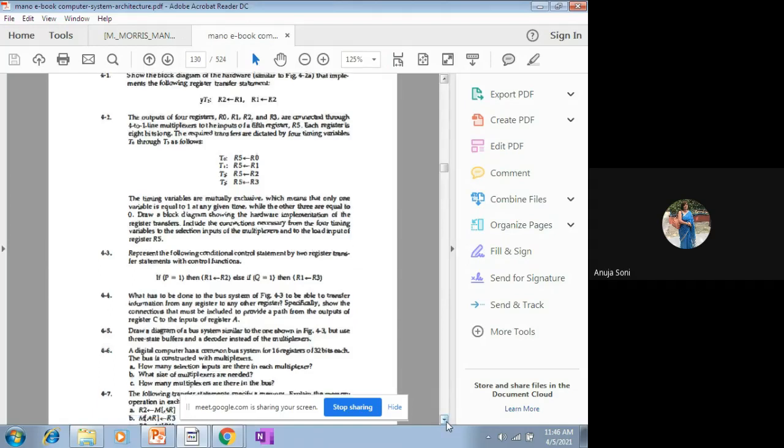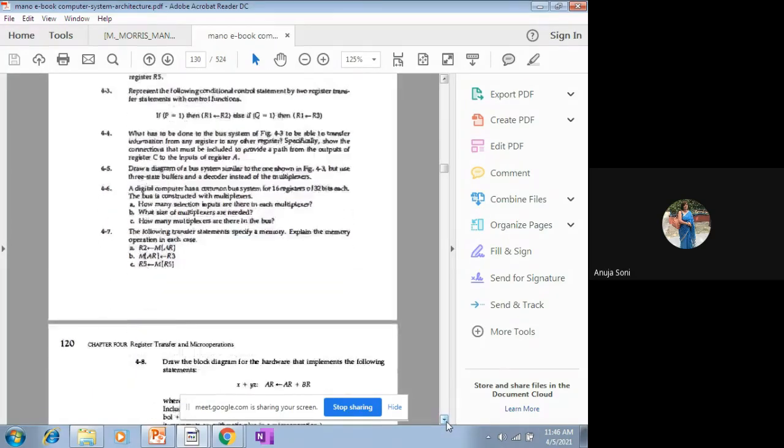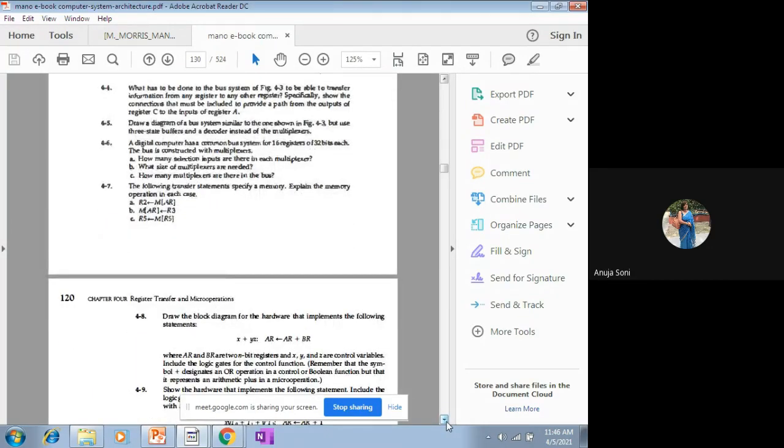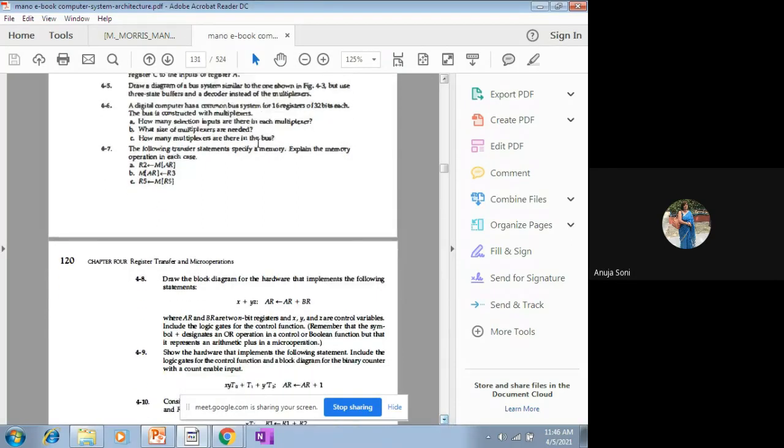Now, any other similar kind of question I'm not being able to find. If we come to the section question 4.7, the following register transfer statements specify memory. Explain the memory operation in each case. It's a similar kind of question as we have solved in chapter 5, like how this register transfer will take place. You have to explain the memory operation in 4.7.